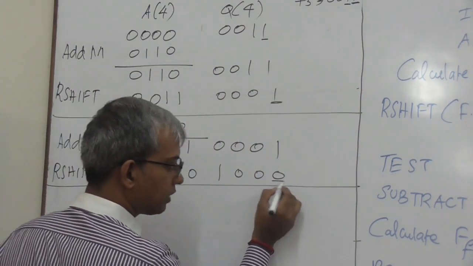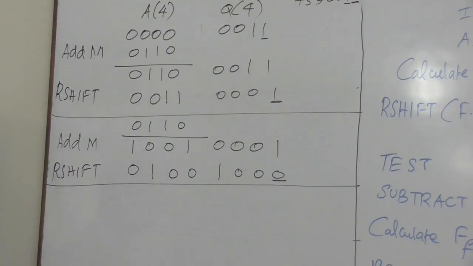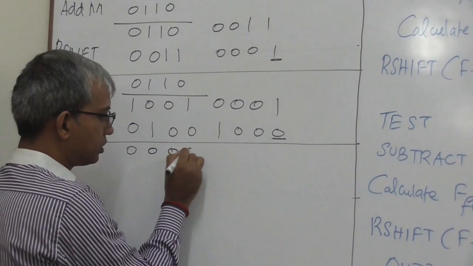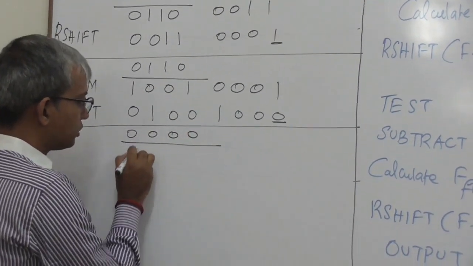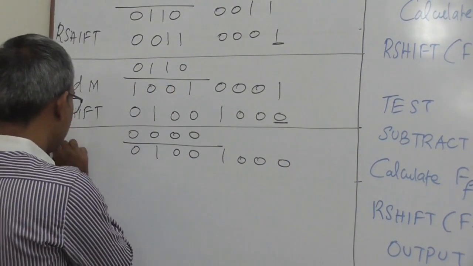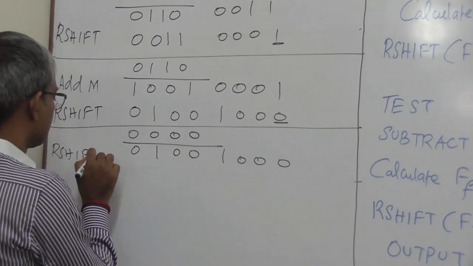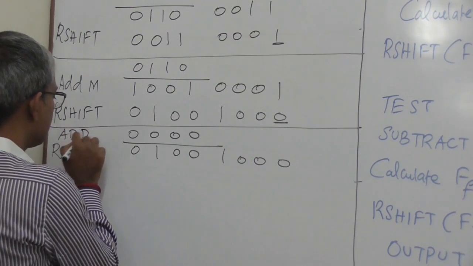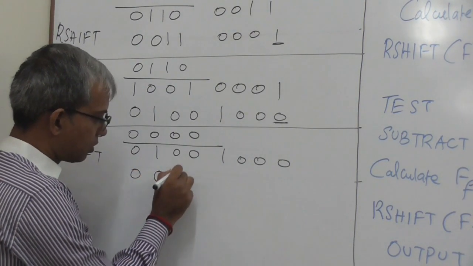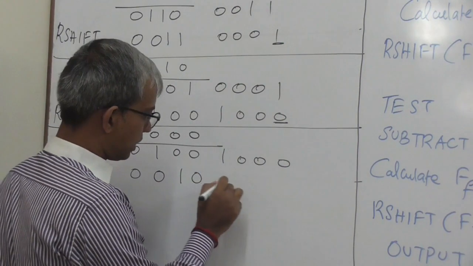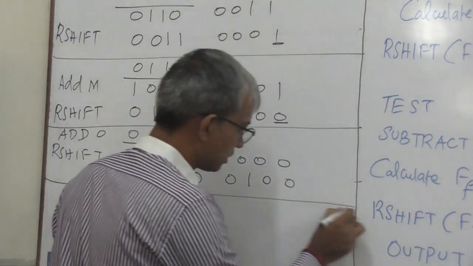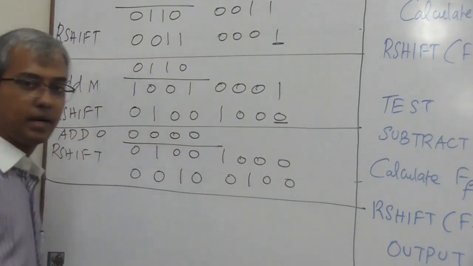For the third iteration, once again we will see the LSB of your Q register. Here it is 0, so I am going to add all zeros here. 0 0 0 0. Add it, 0 1 0 0. Once again take this value and do the right shift. So add 0 here and then right shift. So 0 0 1 0 and then 0 1 0 0. So the third iteration is over here and the processed bit is discarded now.